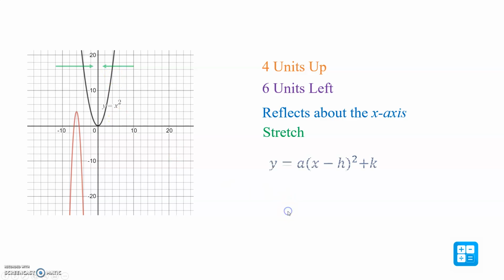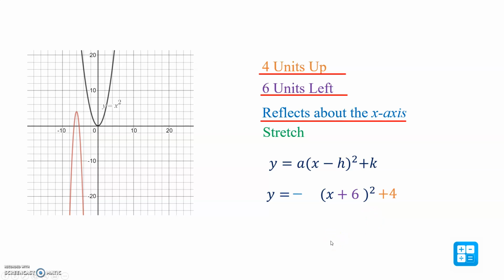All right. So here's the form we need to write it in. So we need to determine the A, the H, and the K. Well, 4 units up on the outside, plus 4. 6 units left on the inside, that's going to be plus 6. Again, the opposite. It reflects about the x-axis, so guaranteed the A is negative. And because it's a stretch, that means that number just has to be larger than 1.